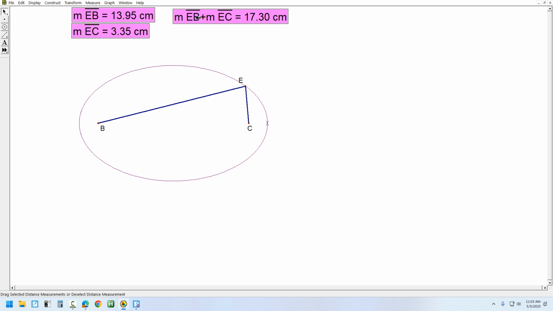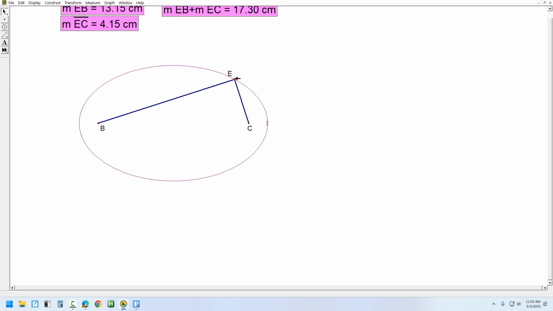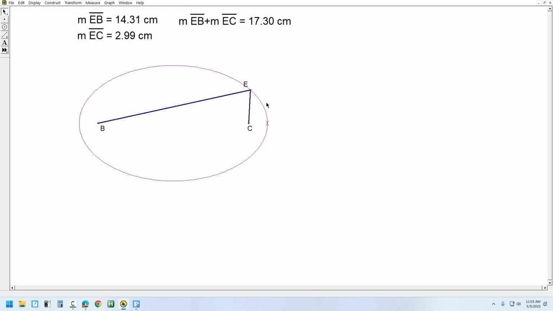All right. So let me drag point E. So you can see that. As I drag point E around the circle, you can see that the length of each line segment is changing. But if you add, in that case, 16.1 and 11.2, that's 17.3. Always adds up to 17.3, no matter where you put it. That's the property of an ellipse.